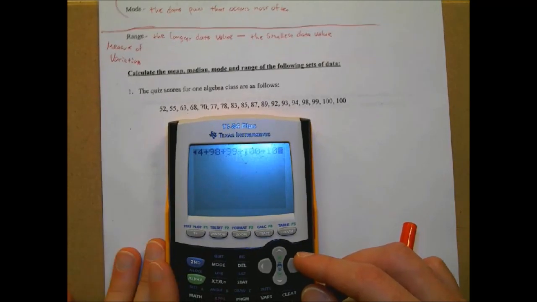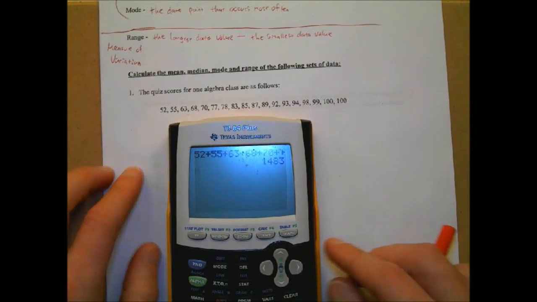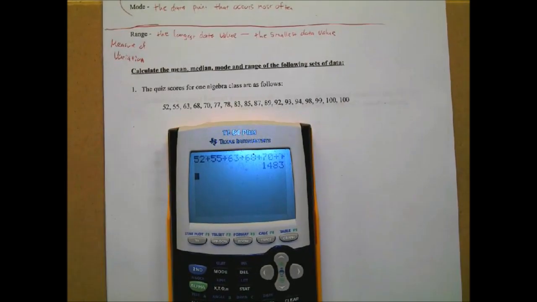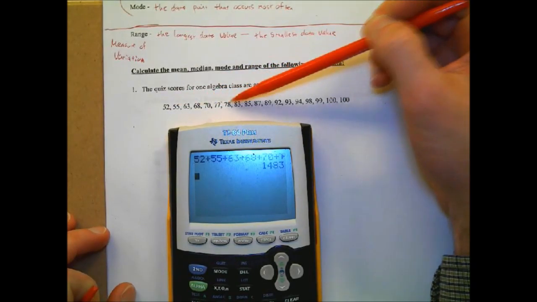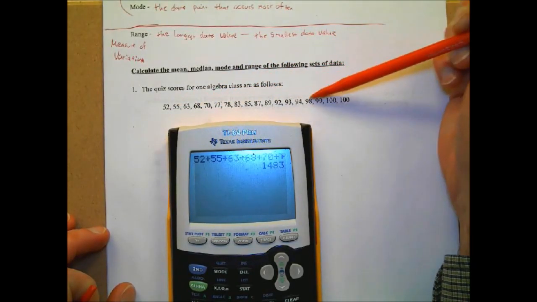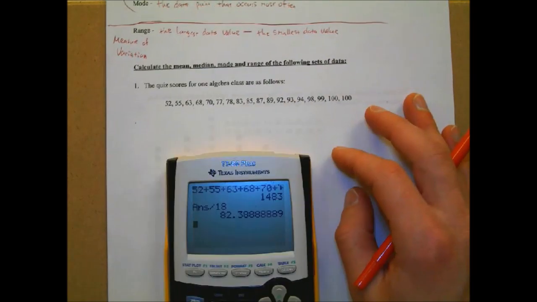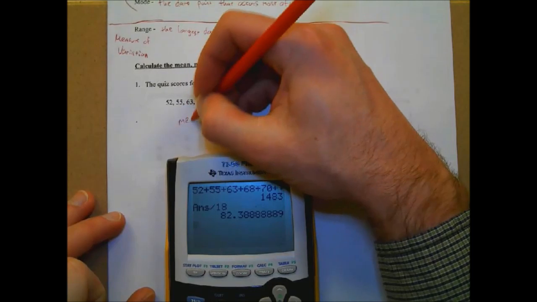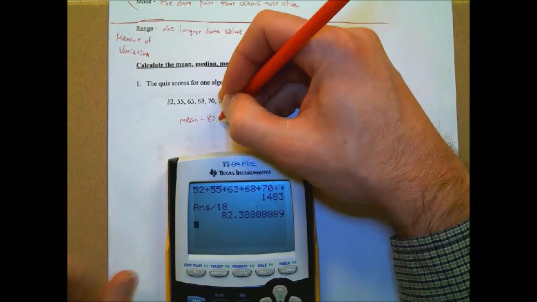Oh, okay. Surprisingly good. So add them all up and then divide by how many there are, right? Divided by the number of numbers. So we have to count that. 1, 2, 3, 4, 5, 6, 7, 8, 18. Divide by 18. And so the mean here is 82 point, and I'll round that to 4.